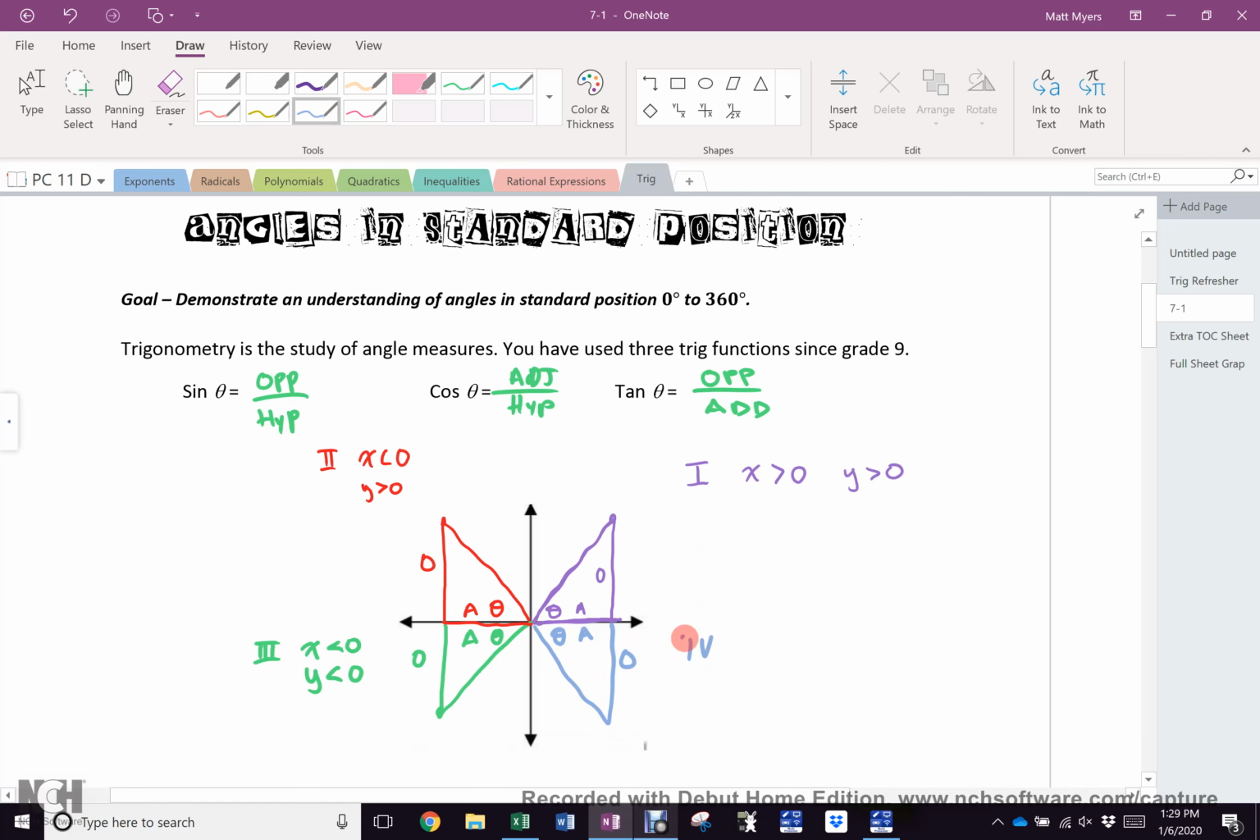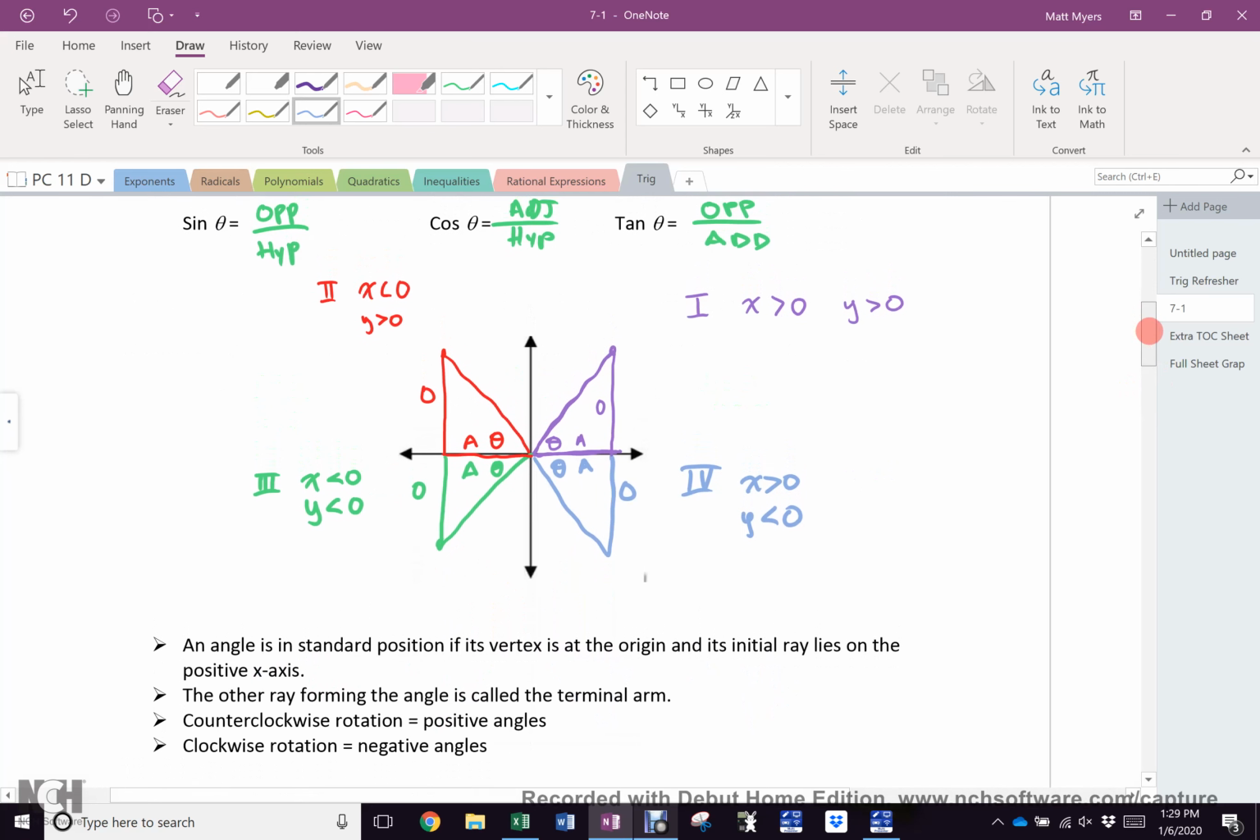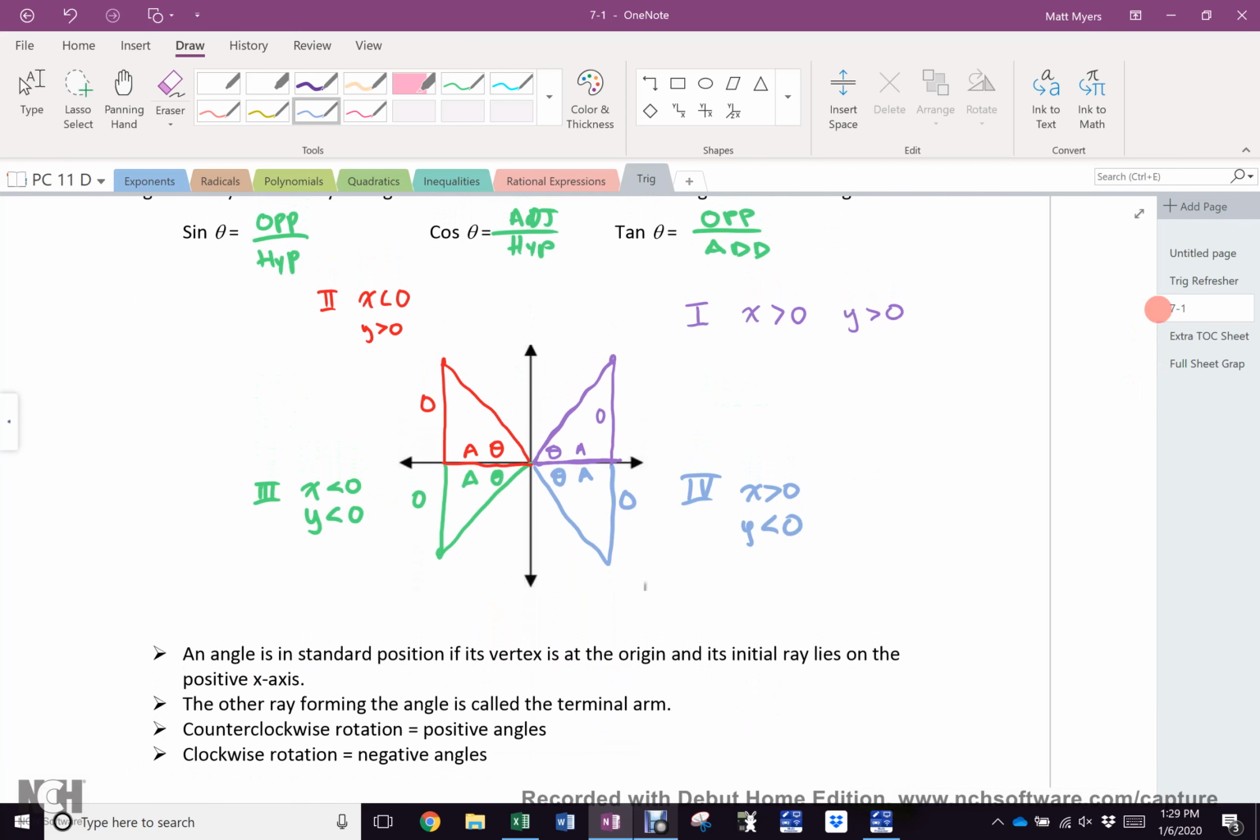In the fourth quadrant, X is greater than 0 and Y is less than 0. Is everybody cool with this so far? Most of you, well, not most of you, maybe most of you have seen it. I can't be sure. Trig is a weird one. It gets taught all over the place. I love it, so I teach a lot of it every chance I get.